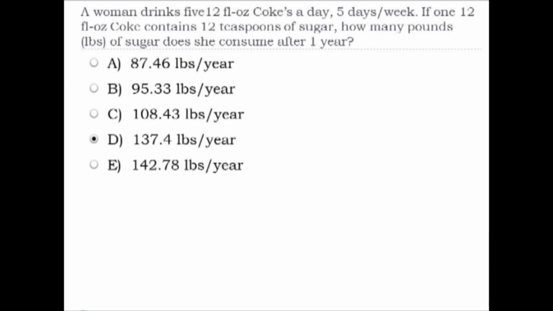So back to the 12 teaspoons, that's 48 grams of sugar. That's taken 5 times a day. So that turns into 240 grams of sugar a day. And then we multiply that by 5 for 5 times a week. That equals 1,200 grams a week. And there are 52 weeks in 1 year. So you multiply that amount by 52. And you get 62,400 grams of sugar. And you know that 1 pound is 454 grams. So divide that by 454. And you get the 137.4 pounds of sugar per year.